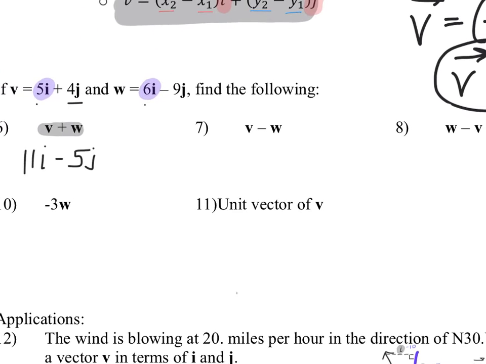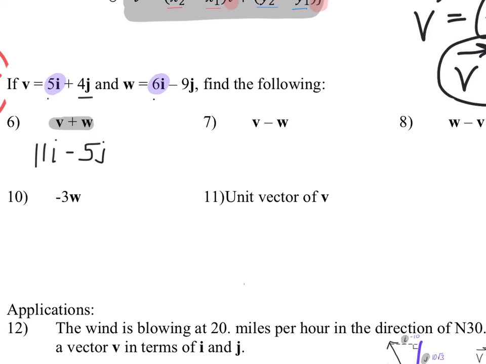When I subtract, really my w vector will have the opposite signs. So instead of adding, it's really going to be 5 plus negative 6, or negative i. And then 4 minus negative 9, or in other words, positive 13j.